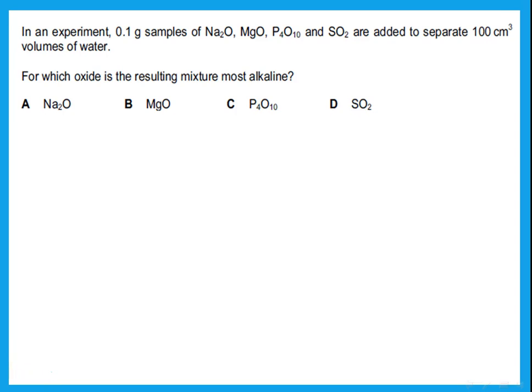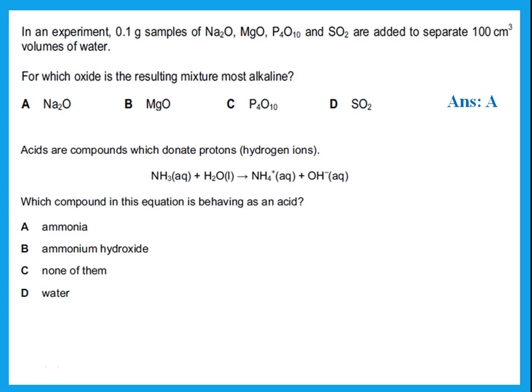So for which oxide is the resulting mixture most alkaline? Remember that the oxide is alkaline if it is an oxide of a metal. Something that is more metallic, more reactive as a metal, would be more alkaline. If we look at the periodic table, where do I have the more reactive metals? The more reactive metals are in group 1, more than group 2, more than group 3. So something in group 1, when it forms an oxide, will be more alkaline than something in group 2.